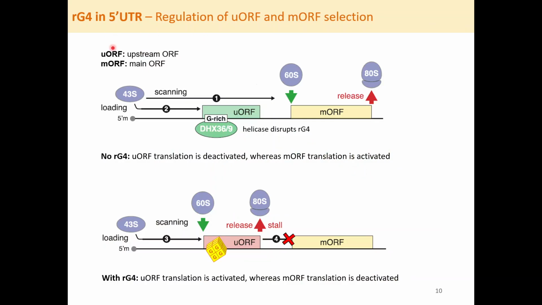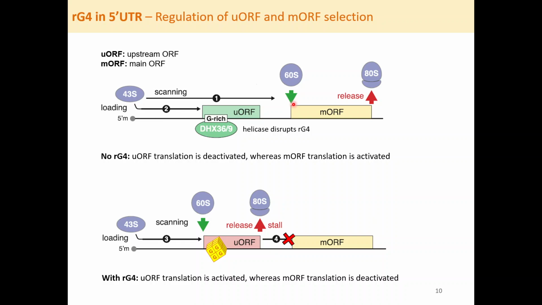uORFs are short upstream ORFs located in the 5' UTR, whereas the mORF is the main ORF encoding the protein. uORFs are mostly regulatory on downstream main ORF translation, for example through ribosome stalling or dissociation before reaching the main ORF, or by triggering nonsense-mediated mRNA decay.